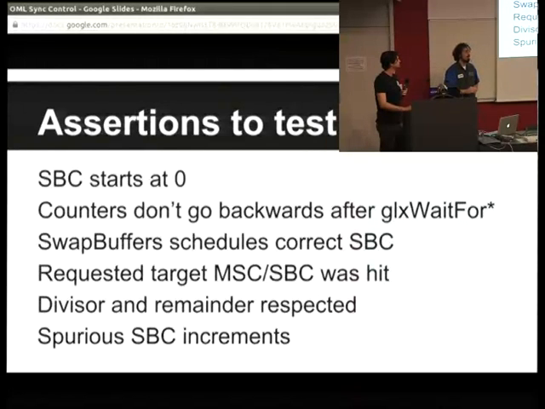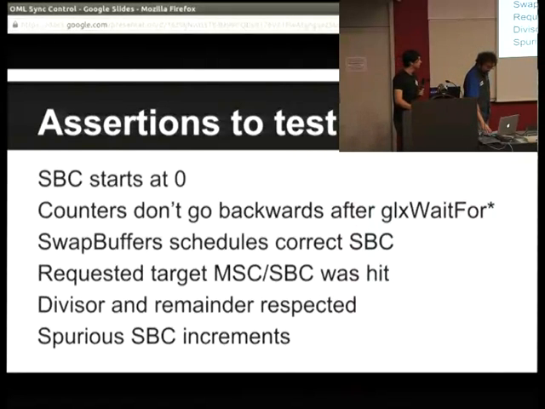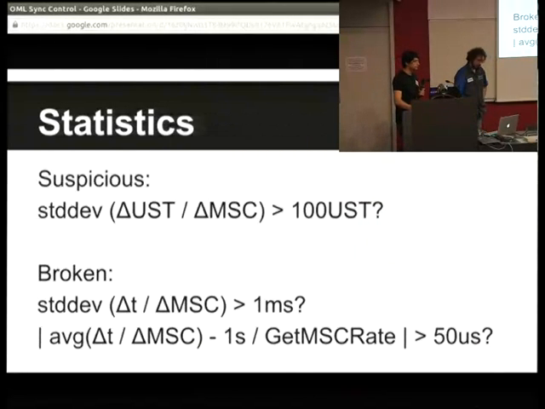It shouldn't ever execute the swap before the target MSC you asked for. It might execute it later. That's permitted. So if it executes it before, we report that as a fail. If it executes it after, we report it as a warn. Just something you might want to know about. If it did miss, then it had better respect whatever divisor and remainder you set. And related to the earlier thing, if SBC changed without you having asked for a swap, then that's clearly a bug. So, an assortment of obvious things to look for.